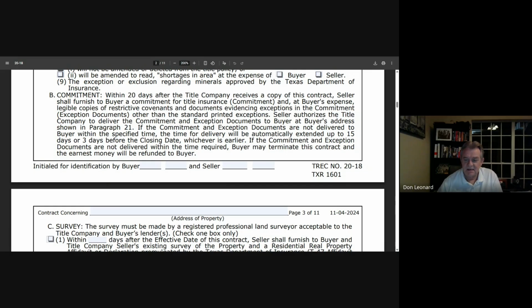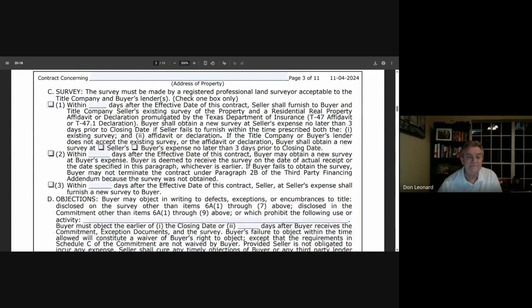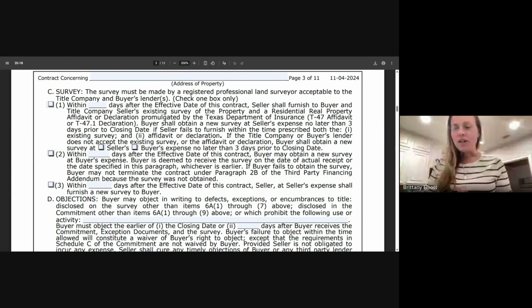Section C talks about survey. And we have 3 options when it comes to the survey. The first one, Brittany, go ahead. I have to change locations.